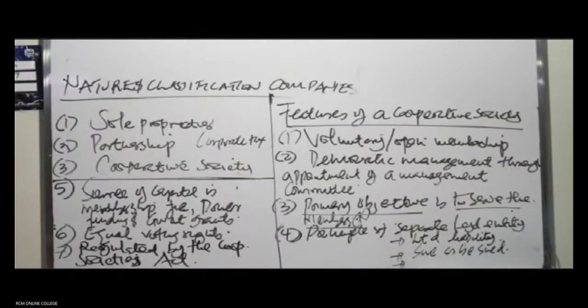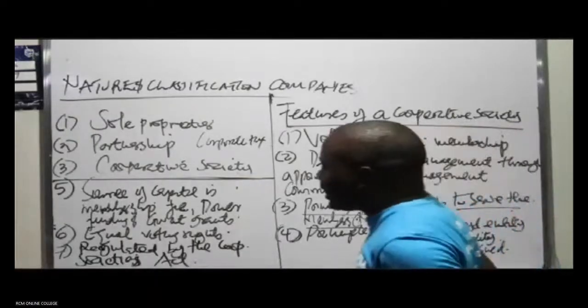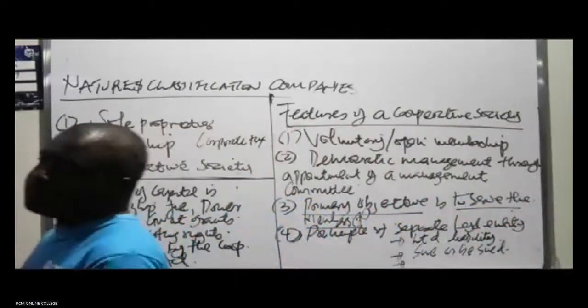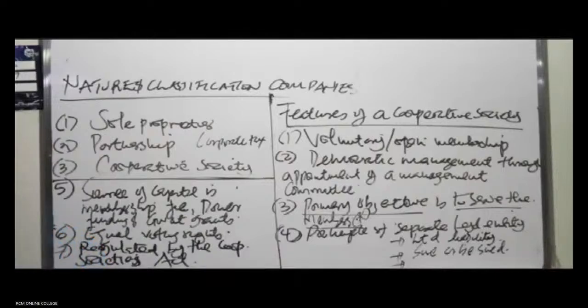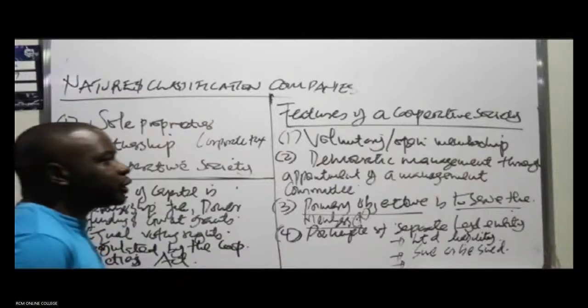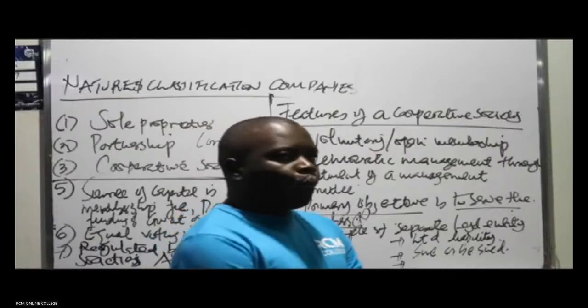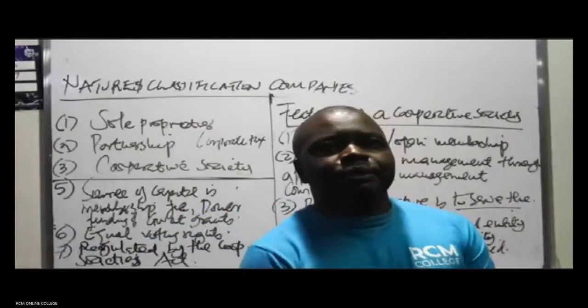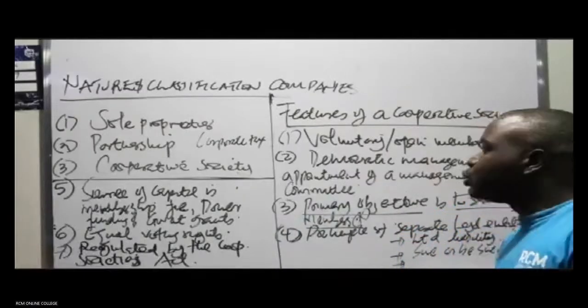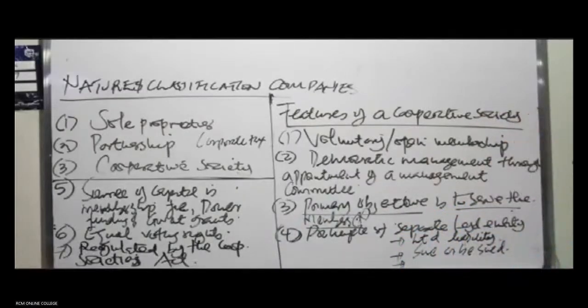Membership is just open, so you can easily join by paying what you call a membership fee. And that's of course one of the reasons why they are able to raise their capital. So that's what we call a cooperative society. Therefore, if you look at these features we've just mentioned here, you will easily be able to identify some differences.